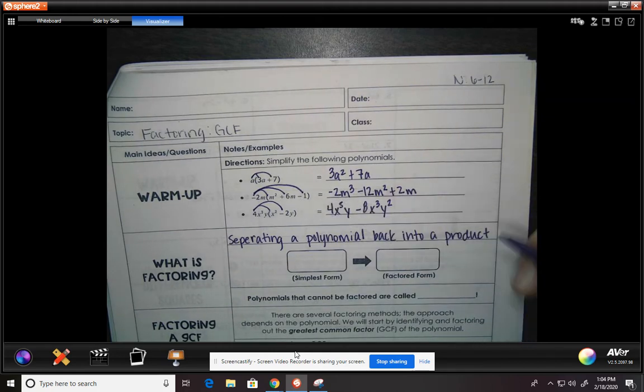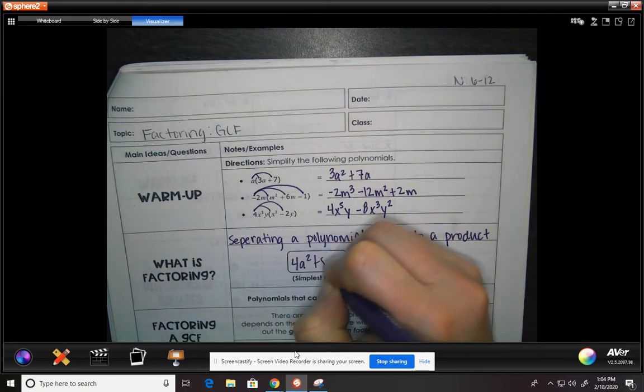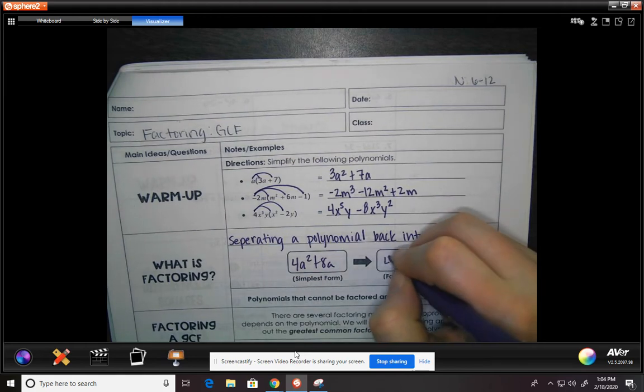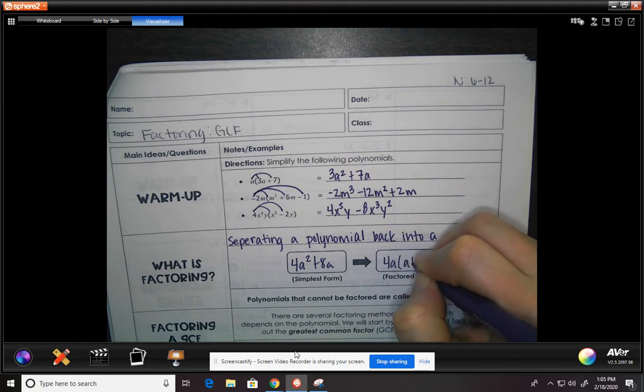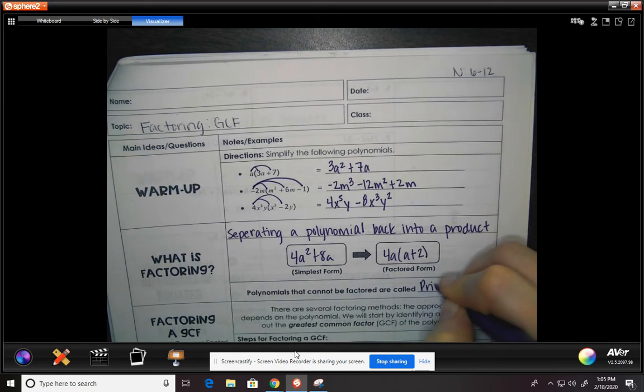So simplest form would be 4a squared plus 8a. That's multiplied out. Factor form would be taking out what we can take out, and you can take out a 4a to leave me with a plus 2. Now, sometimes there are going to be problems that you cannot factor. Nothing can come out of them, so we call them prime.